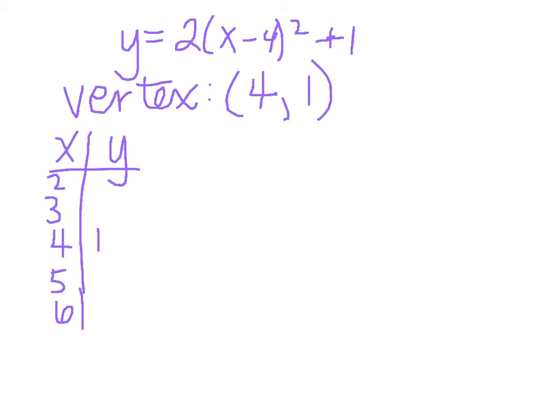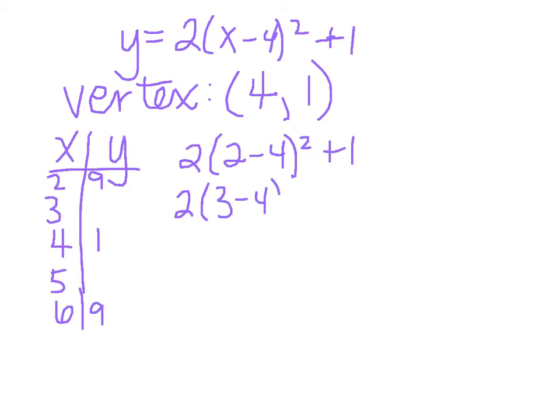And then I'm just going to work on plugging in. So if I plug in 2, 2 minus 4 is negative 2. Negative 2 squared is positive 4. 4 times 2 is 8. 8 plus 1 is 9. So I know that this is going to be 9. And using symmetry, if I plug in a 6, I should expect to get 9 as well.